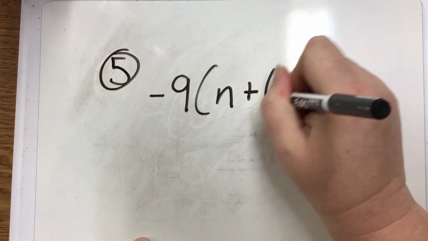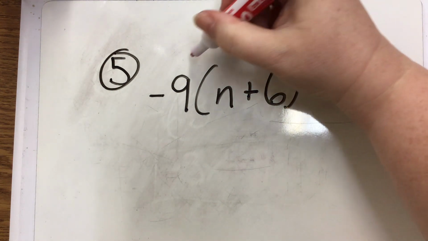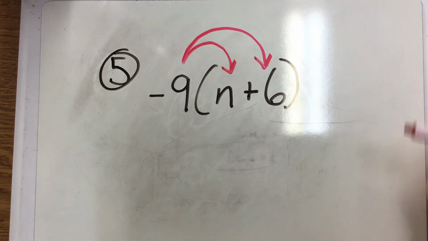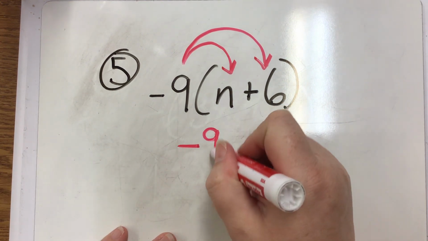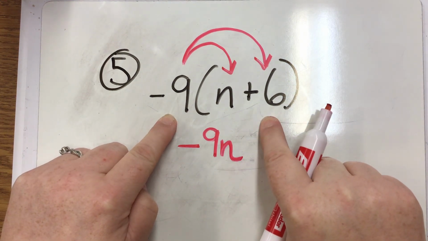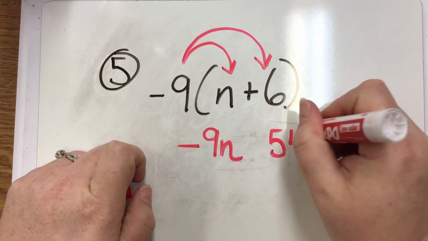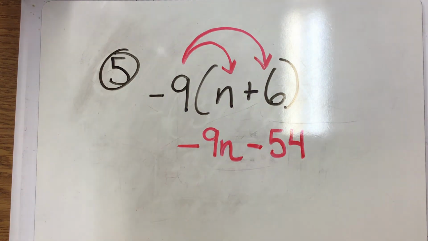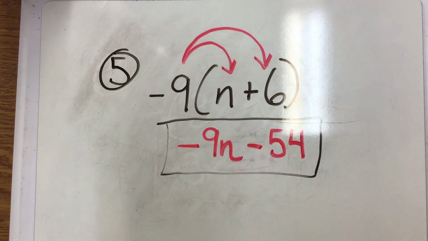All right, negative 9 times n plus 6. Okay, once again, let's multiply. Negative 9 times n, negative 9 times a positive 6. Negative 9 times n is negative 9n. Negative 9 times positive 6. 9 times 6 is 54. Negative times a positive is a negative. Remember, signs are different, it's always negative. There we go, final answer.